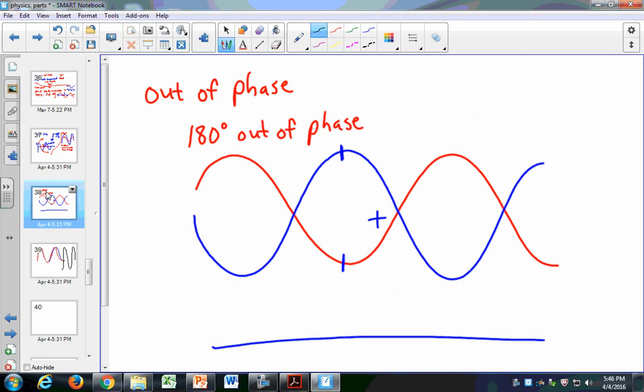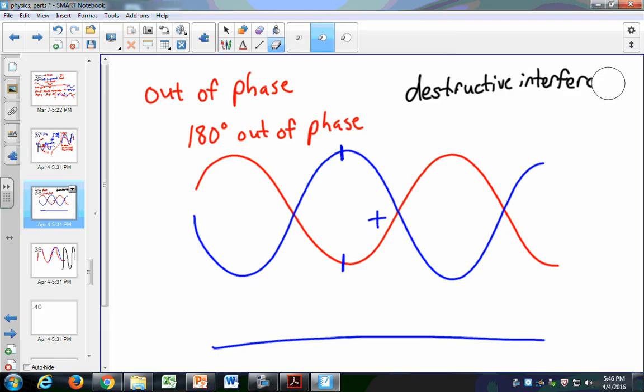With our waves that are out of phase, this is called destructive interference. In your book, they talk about how this principle, interference.